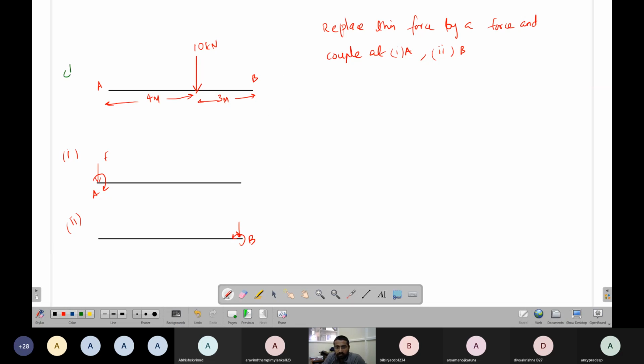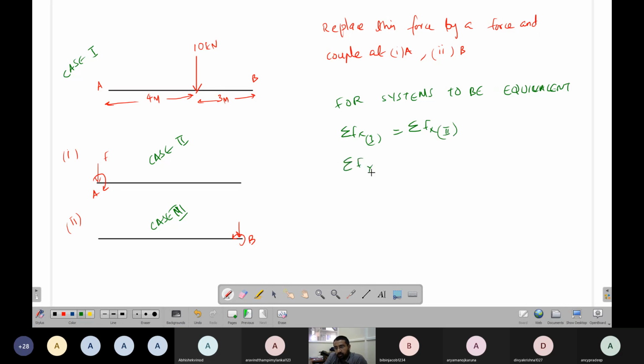Now the conditions are, let's take these cases: case 1, case 2, case 3. For systems to be equivalent, the summation of forces in X in system 1 should be equal to the summation of forces in X in system 2.